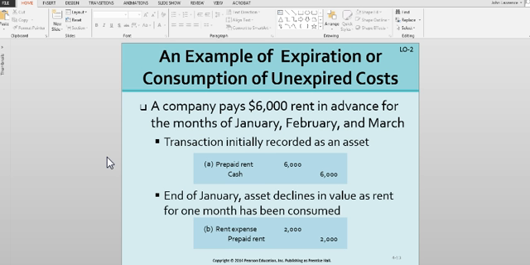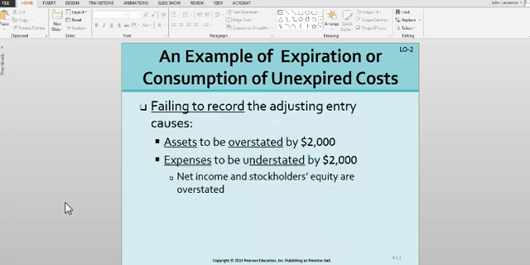So if you think about it at the end of January, that prepaid rent account was initially increased by $6,000 on January 1st, and subsequently on January 31st decreased by $2,000, which leaves a $4,000 balance in that account. If you think about why, you still have prepaid February and March rent, which totals $4,000. You also have a proper $2,000 of rent expense at the end of January.